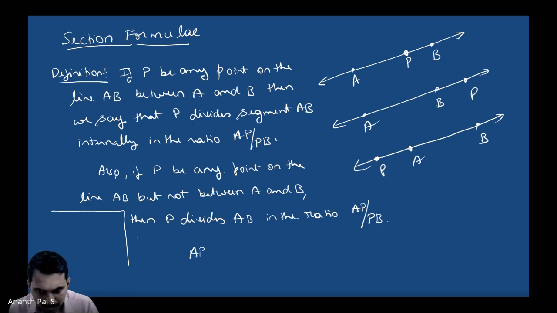Now, if AP by PB is positive, then it is called internal division.